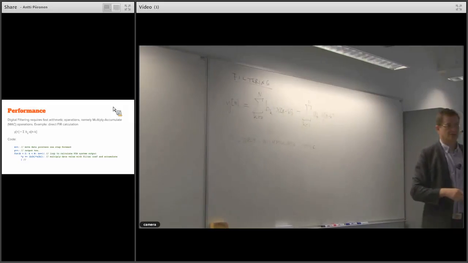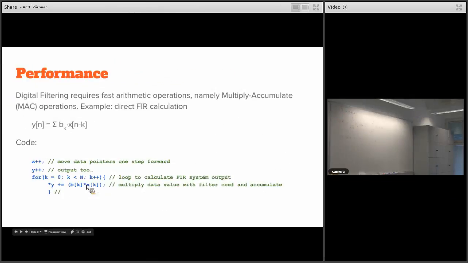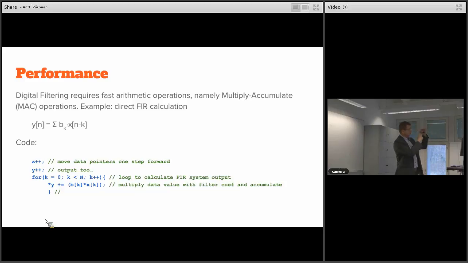Okay, and then there's a short code for how to do it. On that display, it's basically a short part of code that could calculate the FIR system, one small block of it. So you have the pointers, data pointers for input data and output data, and then for each output you add a product of the filter coefficients times the input signal. Okay.